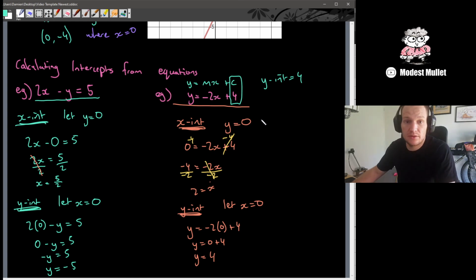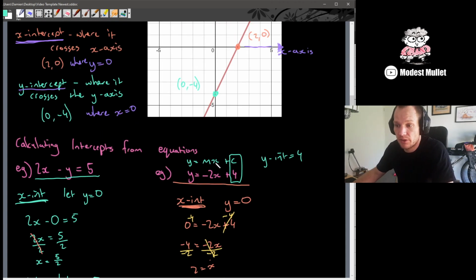Right, 16 minutes, a little bit longer than I hoped for, I apologise. But that's an overview of the fundamentals of linear equations.